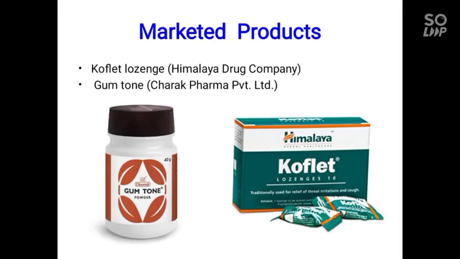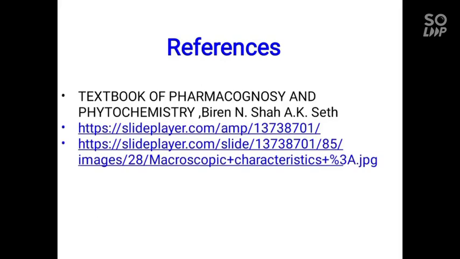Next, the marketed products of black catechu. First is Cofflet lozenges, which is manufactured by Himalaya Drug Company, and next is Gumtone, which is manufactured by Charak Pharma Private Limited. References: Textbook of Pharmacognosy and Phytochemistry, authors Biren Shah and A.K. Seth. Some links from Google.